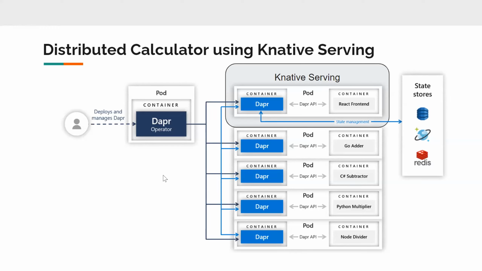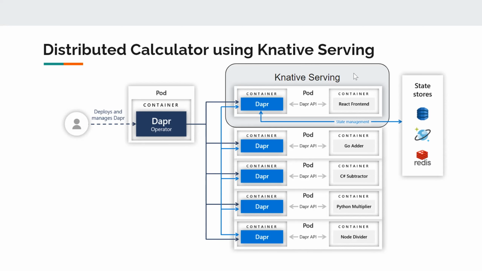Here's the first, I will show you the 2 demos. One is already in the samples repository of Dapr. This is the distributed calculator using Knative serving. Basically, this is the same distributed calculator quick start, but the React frontend is served by Knative serving, and when there is no request to the frontend, the pod is scaled to 0, so it's not up and running.